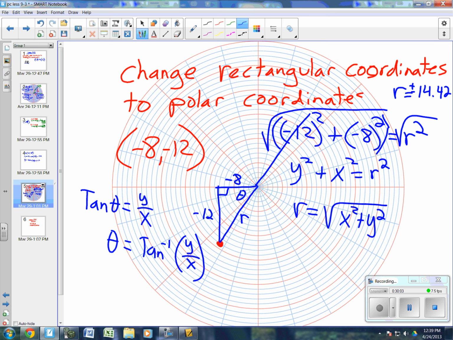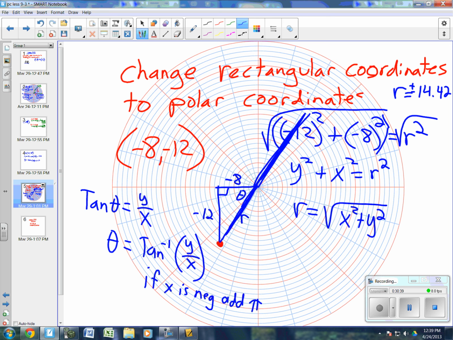Anytime, everybody write this down: if x is negative, add pi, or 180 if it's in degrees, 180 degrees if it's in degrees, pi if it's in radians. Because our angle's down here, we're going to get an angle that's opposite. We're going to get this angle up here instead of the angle down here. Does that make sense? We want to get the angle up there. So you're going to add pi to whatever you get.